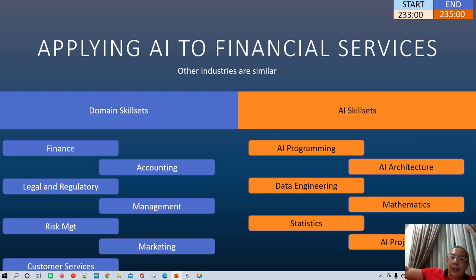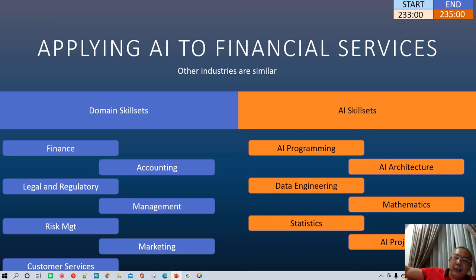So when you apply AI to financial services, other industries are similar. Okay, you need to have what? This is what you need to learn. This is what you need to train yourself in, in order to be marketable, in order for you to be relevant in the future. You need to have domain skill set. Even if you are studying IT, you still need to have domain skill set. Domain skill set means subject area.